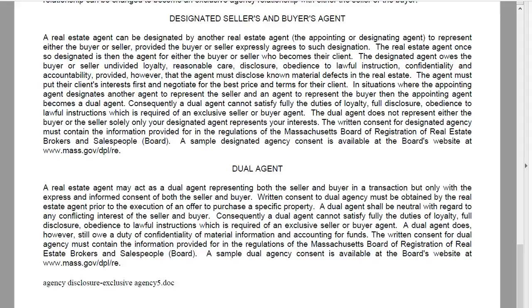But look at what it actually says. A dual agent, we're right here if you want to read along with me. A dual agent shall be neutral with regard to any conflicting interest of the buyer and seller. Consequently, and this is really where the rubber meets the road, consequently, a dual agent cannot satisfy fully the duties of loyalty, full disclosure, obedience to lawful instructions, which is required of an exclusive seller or buyer agent. In other words, if you're a dual agent, you can't provide those fiduciary responsibilities. Wow, that sounds like a good test question.